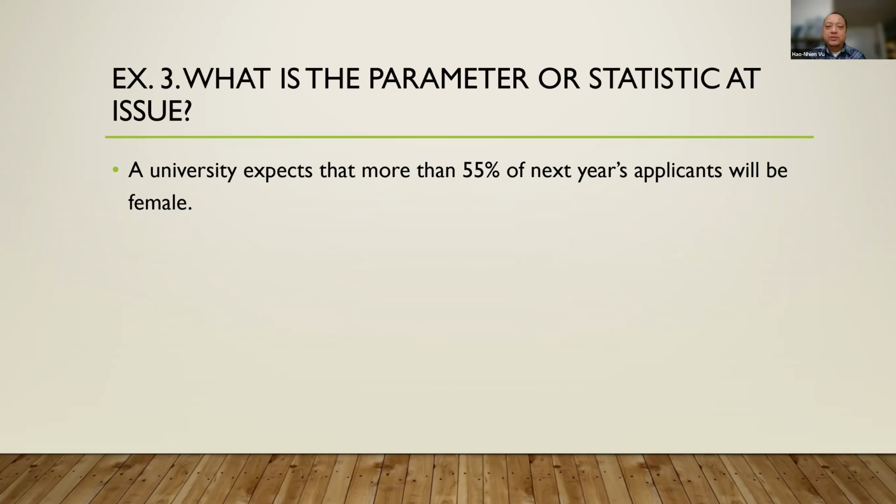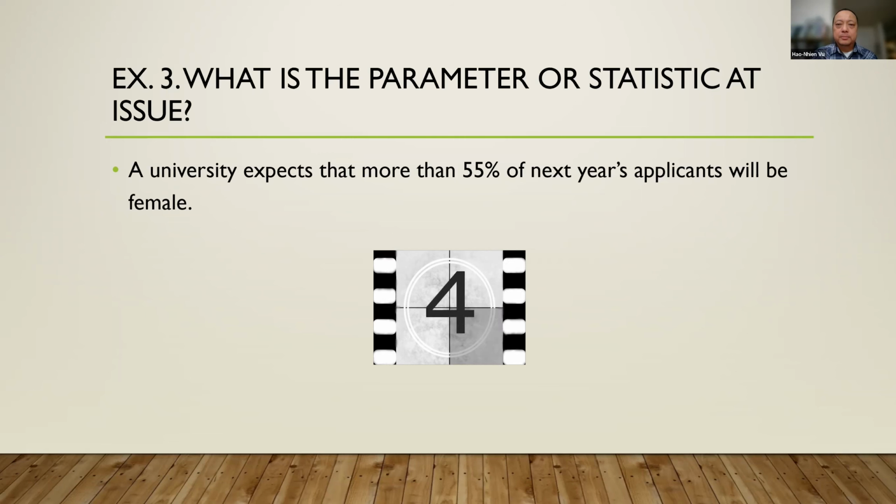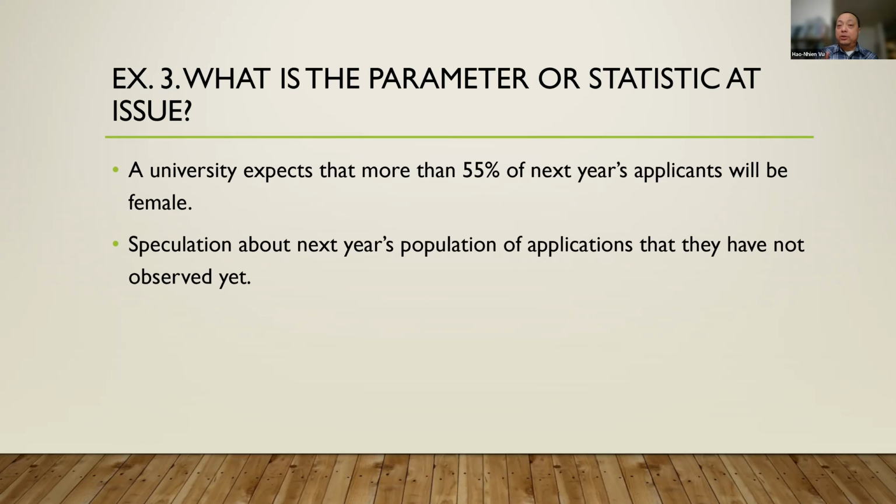Next example. A university expects that more than 55% of next year applicants will be female. Go ahead, try this. The speculation is about next year's population. The university has not seen these people. So it's a speculation about next year's population. It needs a population symbol, and they're thinking that P is going to be more than 55%. So the claim is that P is greater than 0.55.